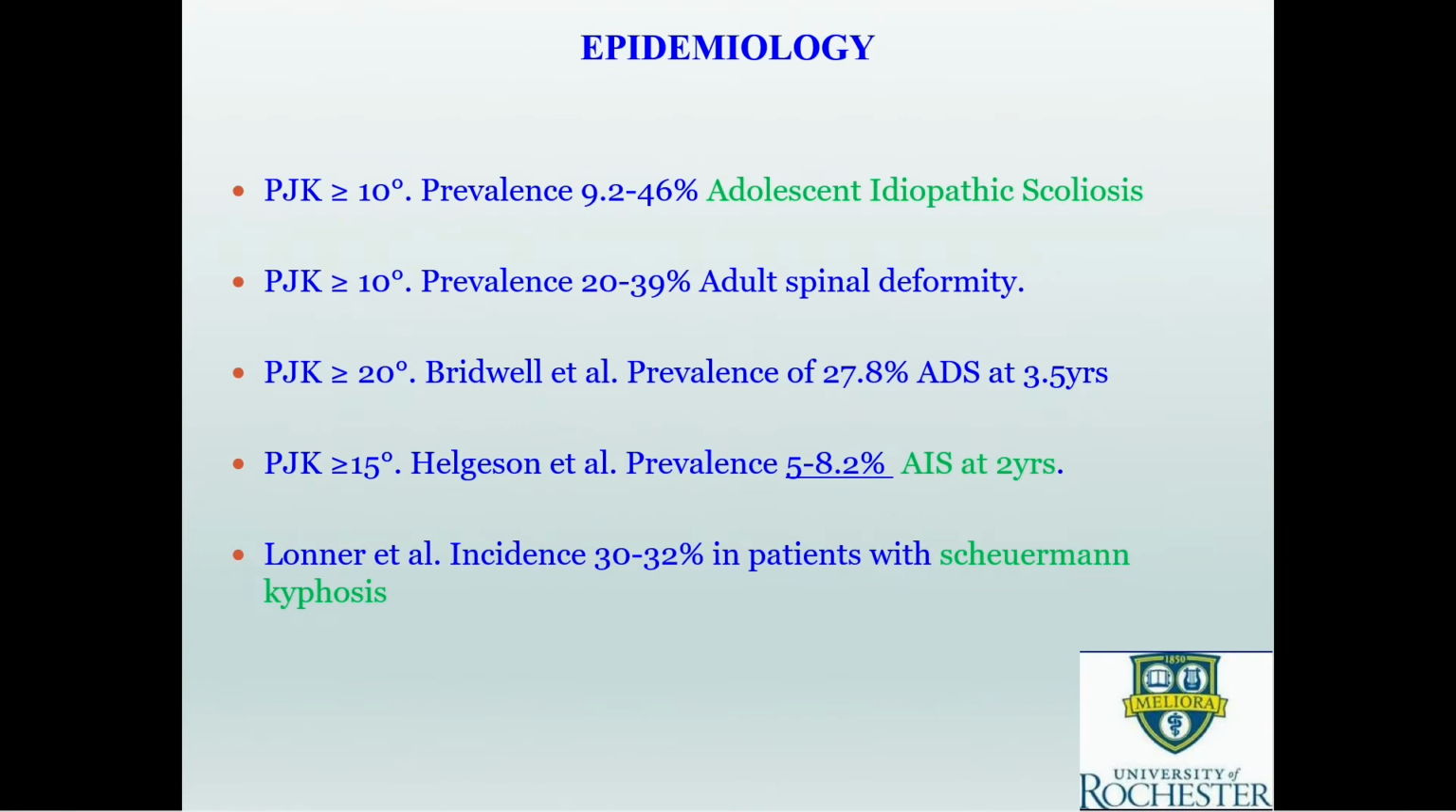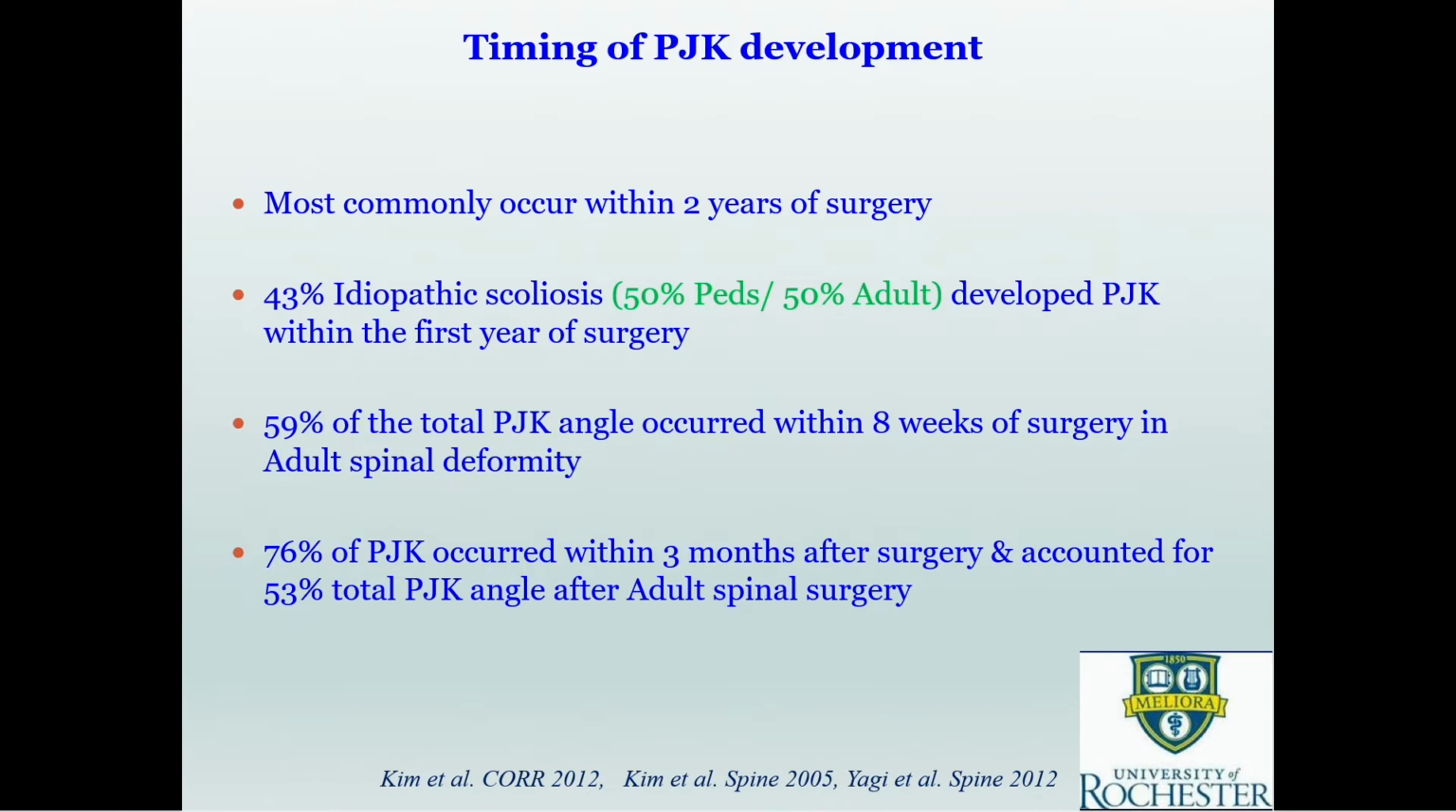If you look at the epidemiology of PJK, using 10 degrees as the critical angle, focusing on adolescent or pediatric patients, the prevalence is reported at 9.2 to 46%. Using 15 degrees as a critical angle in AIS patients is reported between 5 to 8.2%, and looking at patients with Scheuermann's kyphosis, the incidence of PJK is reported between 30 to 32%. Timing of PJK most commonly occurs within the first year of surgery, and the majority of the angle progression within the first 3 months of surgery.